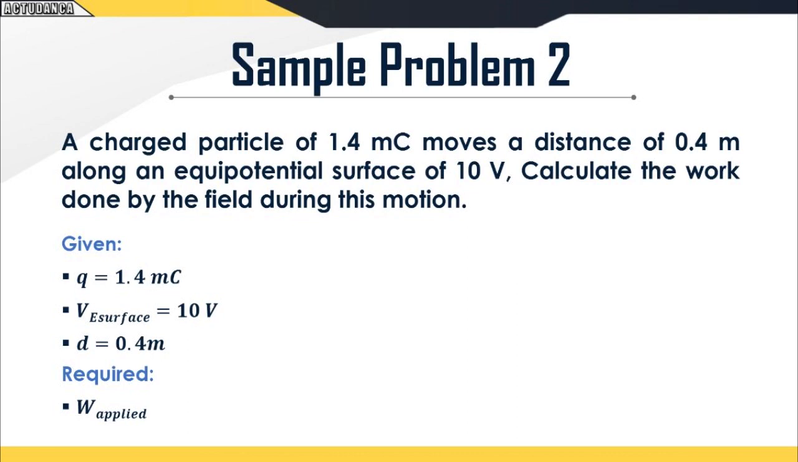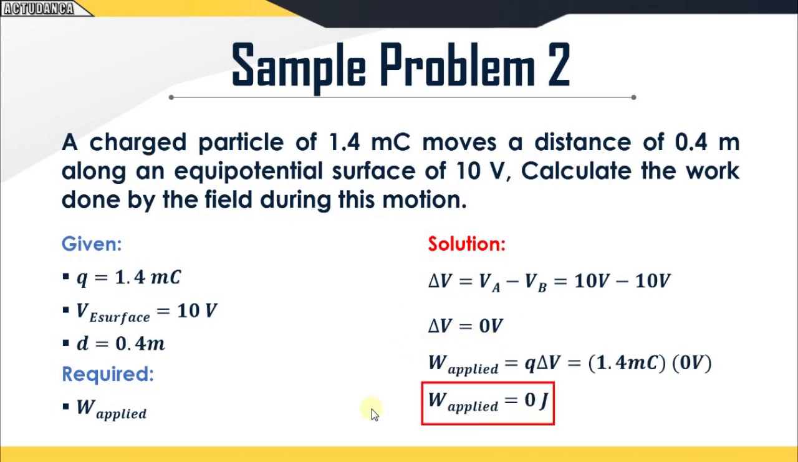Dito pa lang, alam na agad natin na 0 dahil we have the keyword of the equipotential surface. Alam natin that the work done in an equipotential surface will always be 0 because the potential difference is 0. Calculating the potential difference, dahil parehong 10 volts ang ating potential at A and ang ating potential at B, we will have a 0 potential difference that will result in a 0 work done by the field.